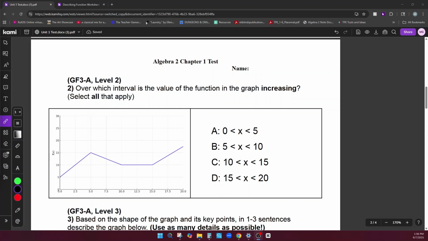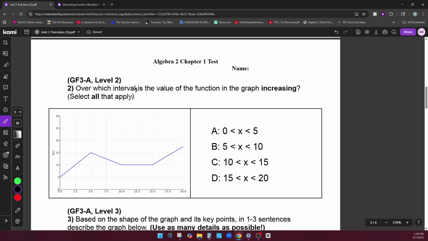So as far as recovery for question 2 for our chapter 1, unit 1 test for Algebra 2, question 2 and question 3 are going to be done in the same video. Question 2 is a bit of a quick one, so I'm just going to put it at the beginning of this video. It reads, over which interval is the value of the function in the graph increasing?